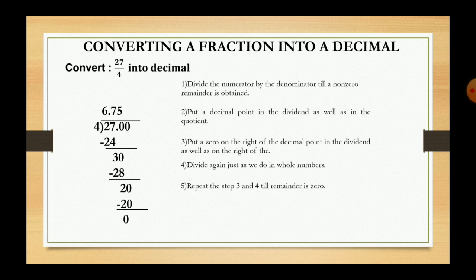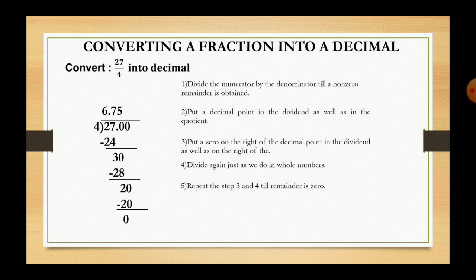So 4 sixes are 24. Now as we have reduced 24 from 27, we are left with 3. So 3 does not come in 4's table. So let's put a decimal in the quotient after 6. Put a decimal point in the quotient after 6. As and when you put a decimal point, the remainder which you had, 3, will become 30. So 3 becomes 30. Now check whether it is divisible by 4 or not.